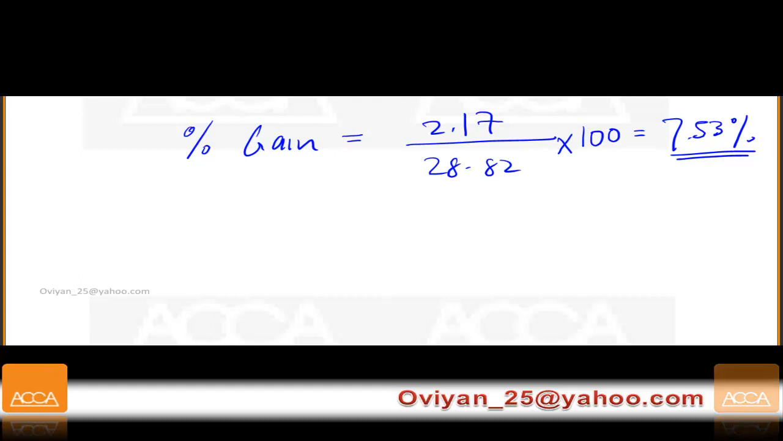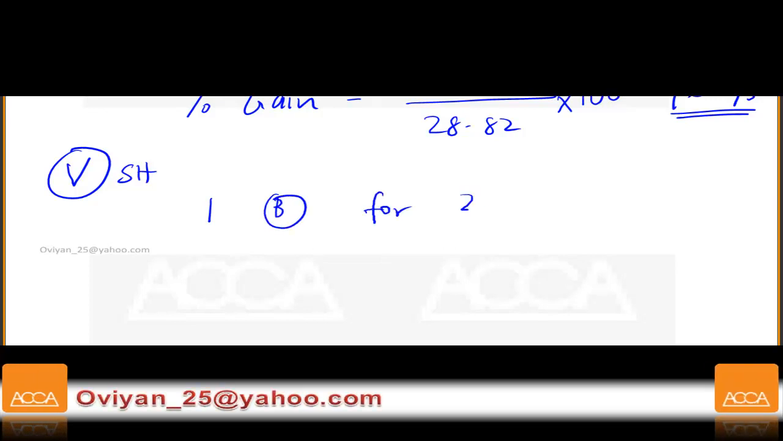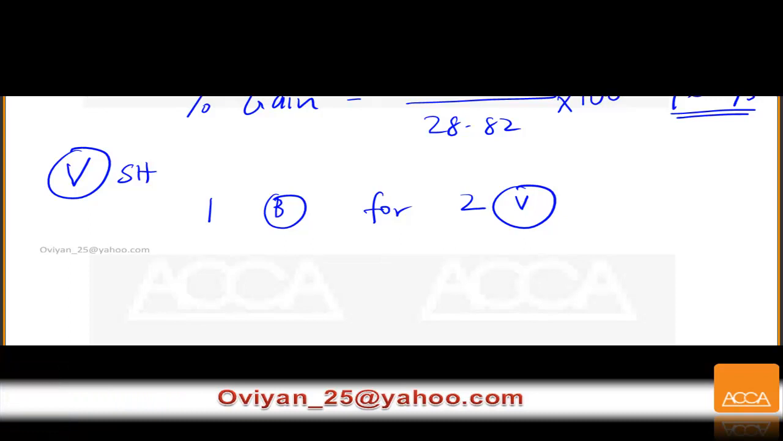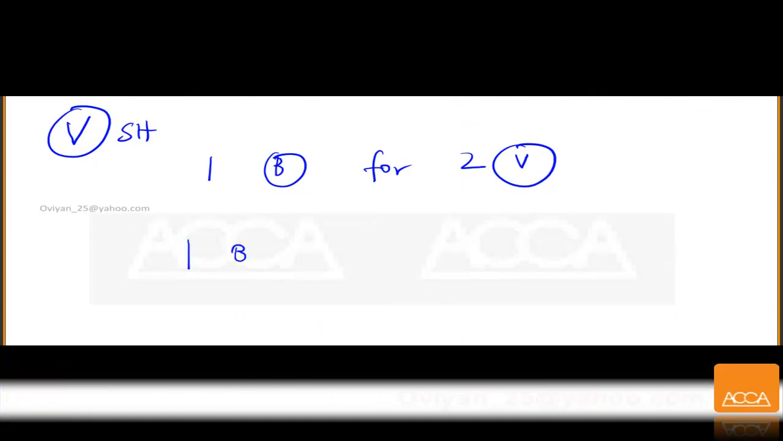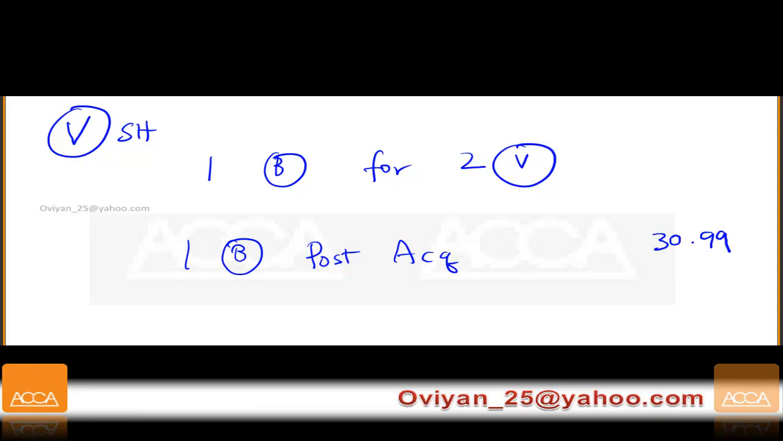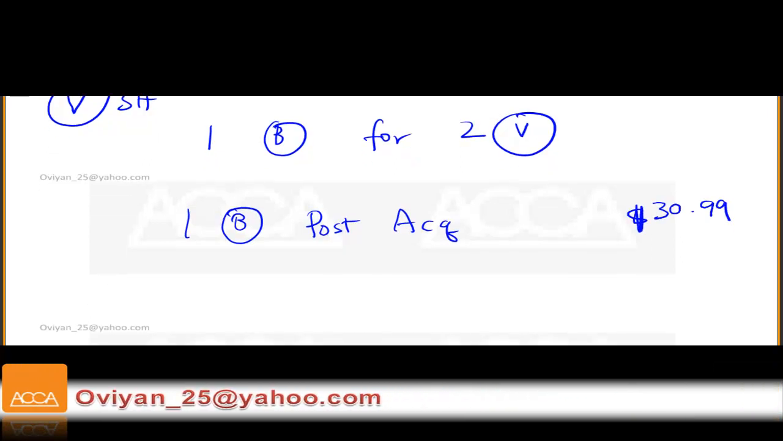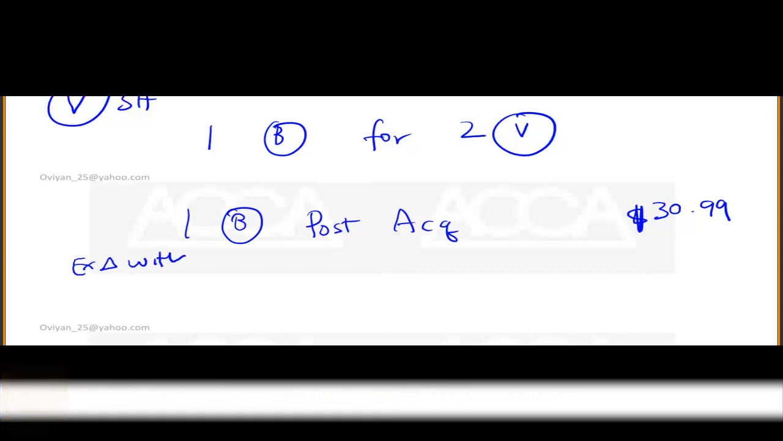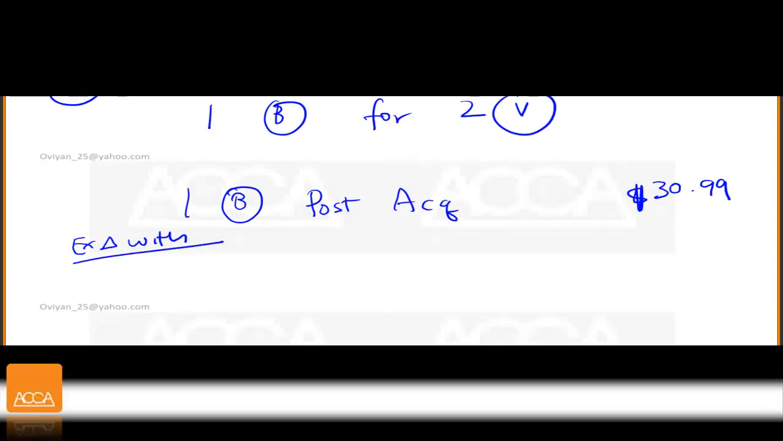We're going to continue to Venitra's shareholders now. Venitra's shareholders. Let me change my color. Now, Venitra shareholders are given 1 Bergoni share for 2 of Venitra's shares. Okay. Now, 1 Bergoni share post acquisition is 30.99, and this was exchanged from 2 Venitra shares.